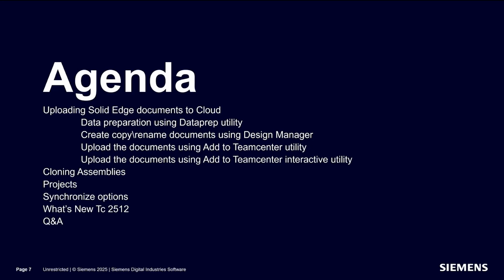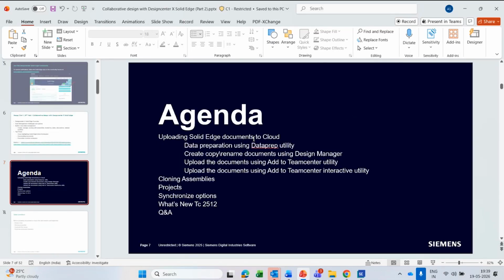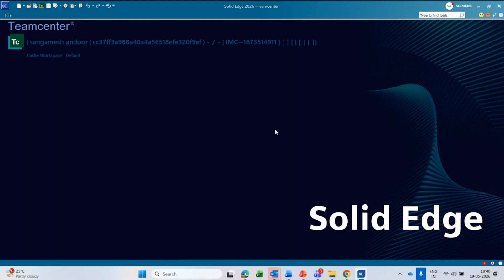Most of the session I will try to cover live, and maybe what's new with respect to Teamcenter 2512. I have a couple of slides, as I could not show it in this session because the production environment which I'm using is still on TC 2506. So let me start with the data prep tool, and then continue with the Design Manager and uploading the documents using the Add to Teamcenter and Add to Teamcenter interactive options.